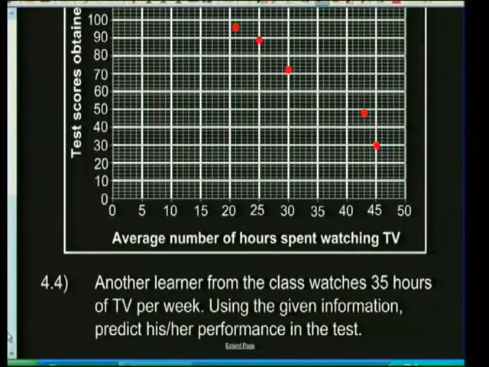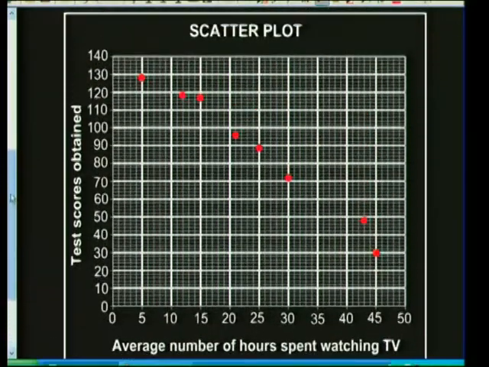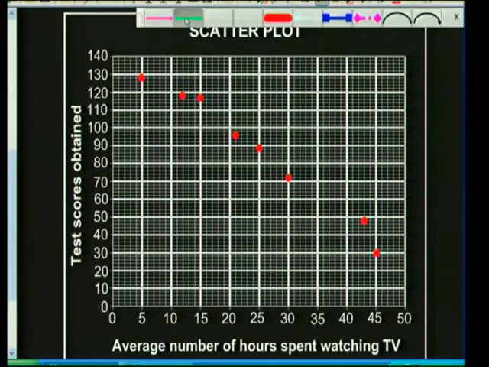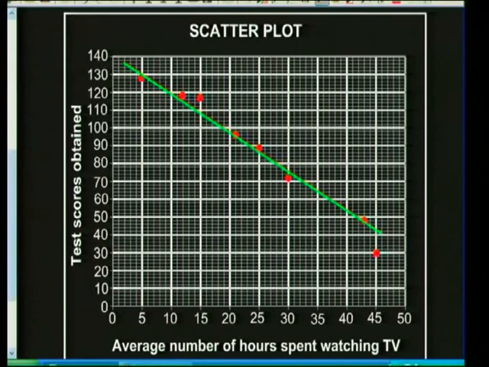Right, and then they're asking us, another learner from the class watches 35 hours of TV per week. So given the information, predict his or her performance in the test. So once again, we need our line of best fit. So we're going to put our line of best fit through the points. And again, just try your best to make sure that you've got an even spread of points on either side of your line of best fit, okay?